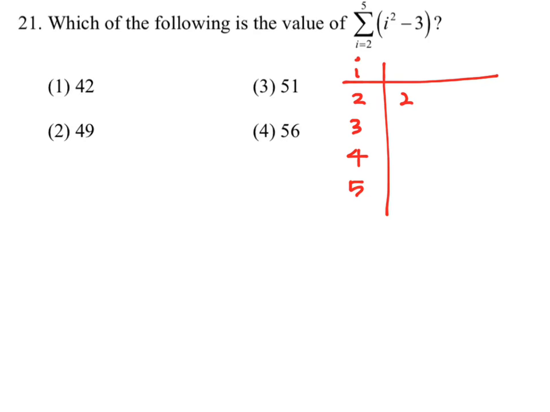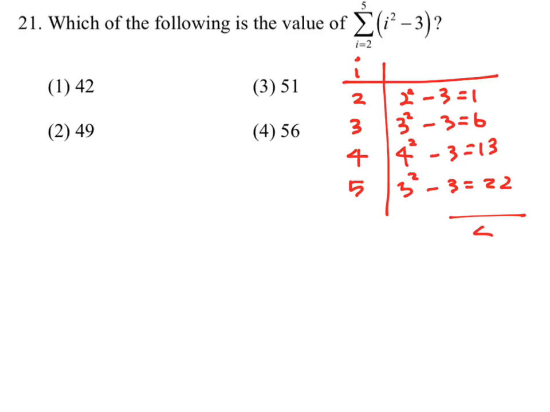Now, once you calculate that, the first value is equal to 1, and the second value is equal to 6, and 13, and 22 as well. So when you combine them together, we end up getting 42, hence choice 1, 42 becomes our answer. All right, let's move on to the second question.